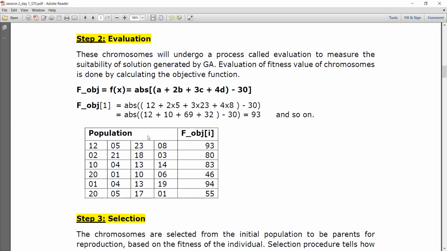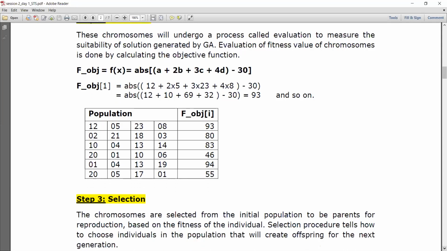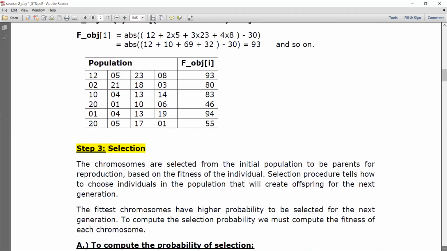Now for the first chromosome, 12, 5, 23, 8: 12 is A, 5 is B, 23 is C, 8 is D. Substitute that in the equation F underscore OBJ, then you will get 93. In the same way, you arrive at answers for the rest of the chromosomes in the population set. So now we have got the next matrix, is it not? I think the second step is also done. I have got the objective function value for all the chromosomes in the population set.